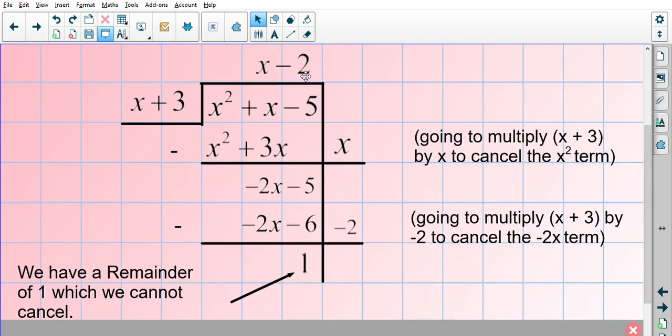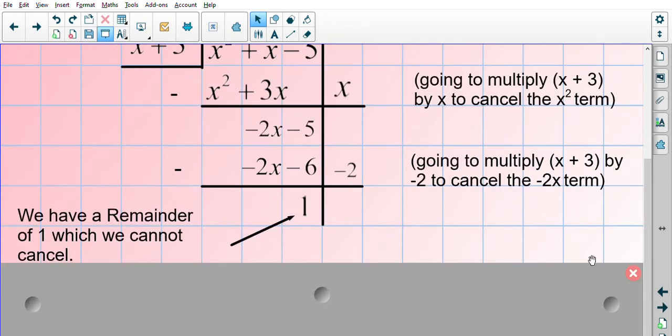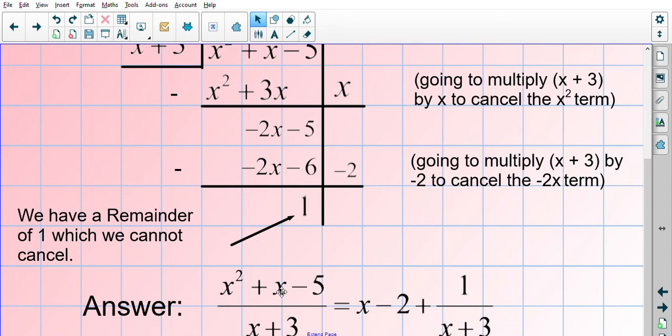My final answer is going to start with x minus 2, but I need to deal with this 1. And remembering, this is 1 out of x plus 3. So what my final answer looks like, we started off with this question here. My answer was x minus 2, that's what was on the right hand side, plus my remainder 1 over x plus 3. Remember we couldn't quite get rid of that, so it's still 1 out of x plus 3. And that's my final answer for that question there. We'll look at one more example to try and make sense.